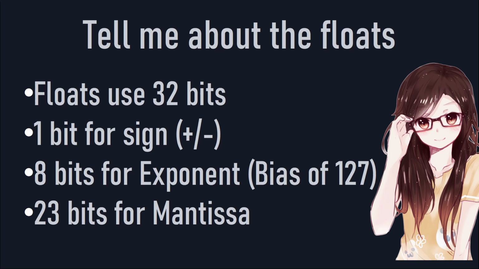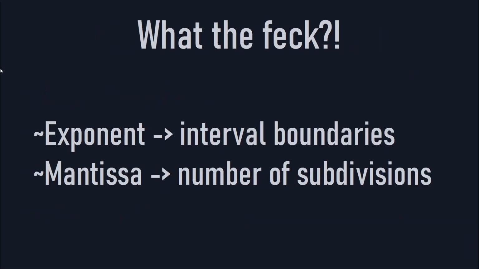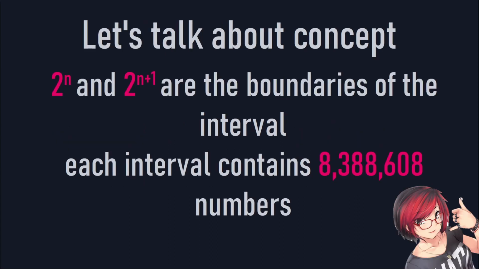We have 32 bits. One bit is for the sign. 0 and 1 indicate plus and minus. 8 bits are for the exponent and 23 bits for the mantissa. I know this sounds very technical, so we will just say the exponent gives you the interval boundaries and the mantissa gives you the number of subdivisions. The 32-bit float representation subdivides the intervals in over 8 million numbers. The interval boundaries are powers of 2.